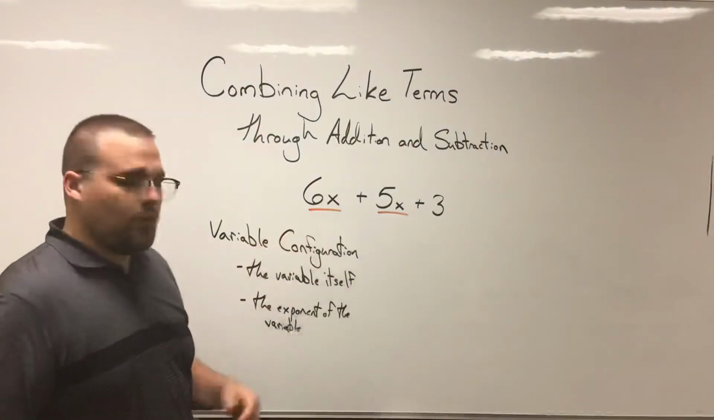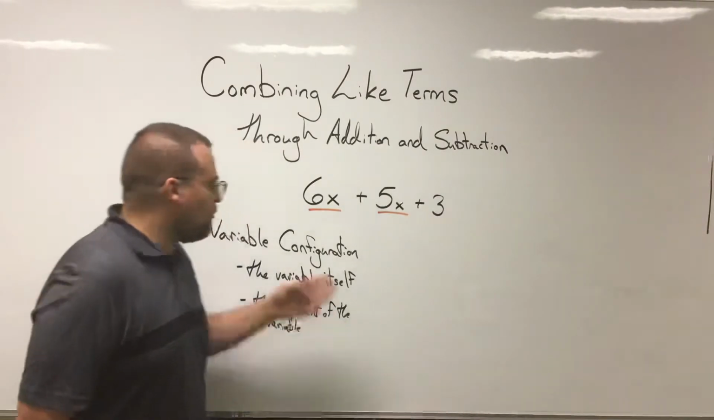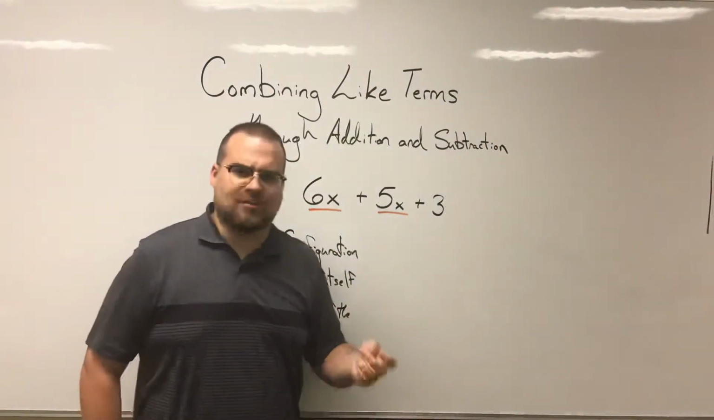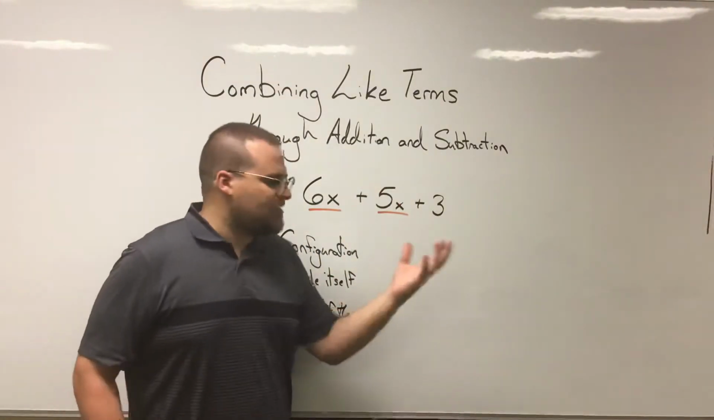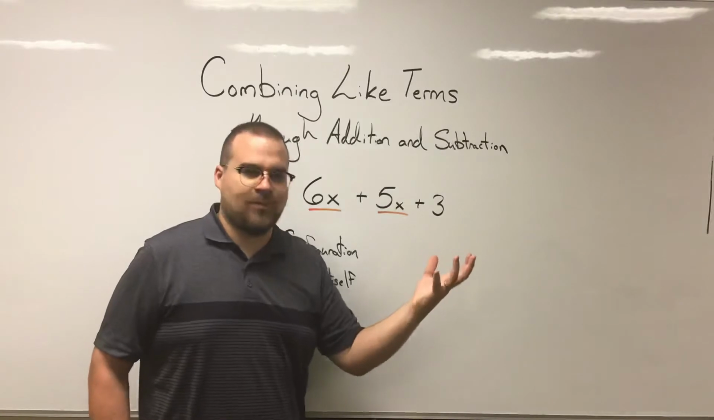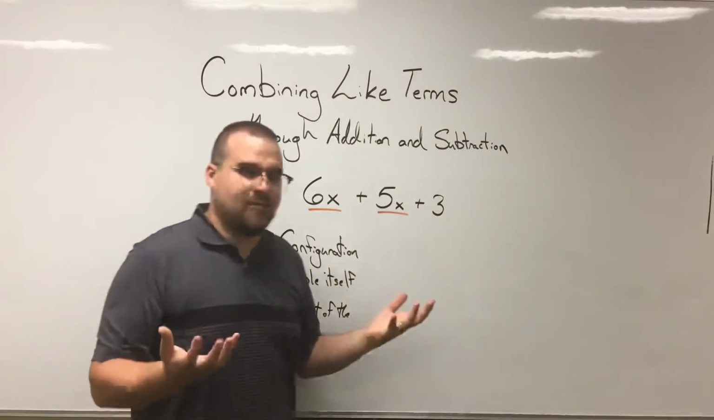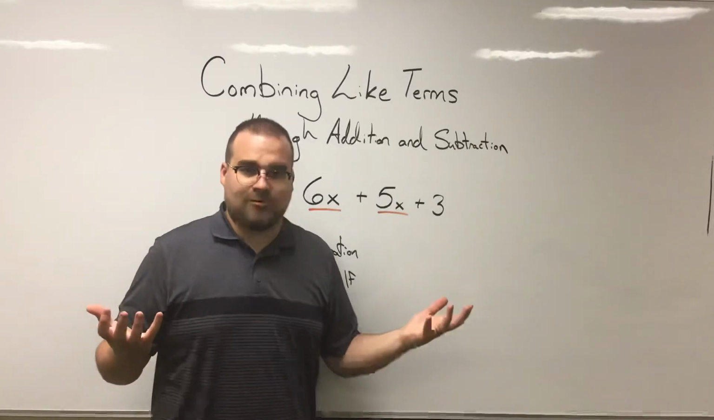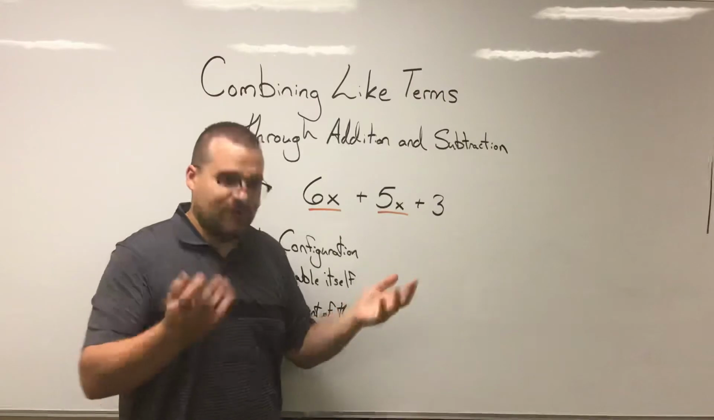So let's go ahead and do that. Let's combine these terms. Now the way I like to think about it is, we have 6 x's over here. Let's say we're talking about like apples or something, right? We have 6 apples in this hand. And then we have 5 apples in this hand. So how many apples do we have together? Well, we have 11 apples, right? Together, 6 here and 5 here, that makes 11.